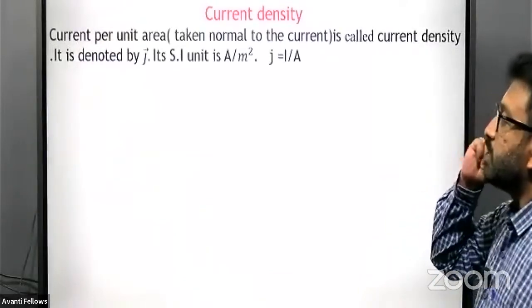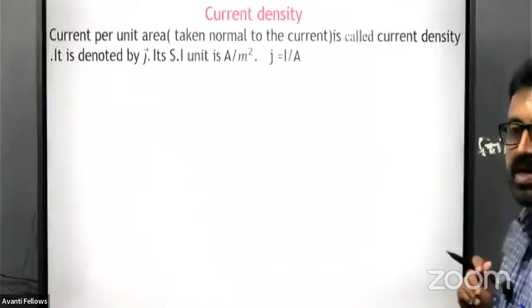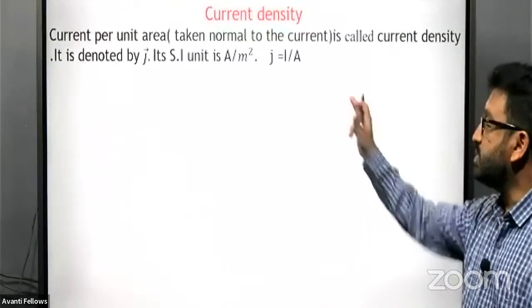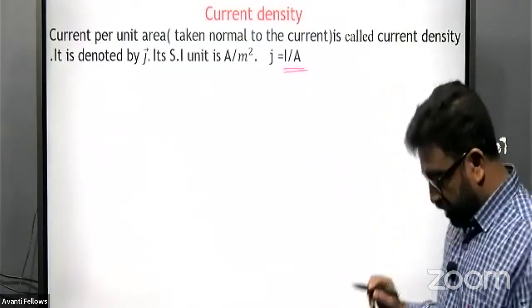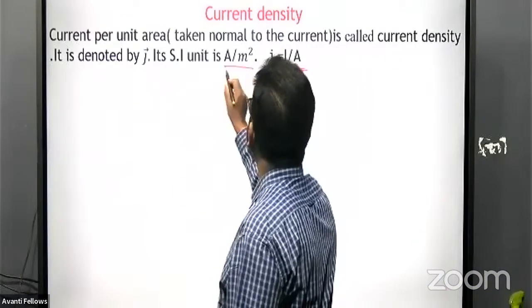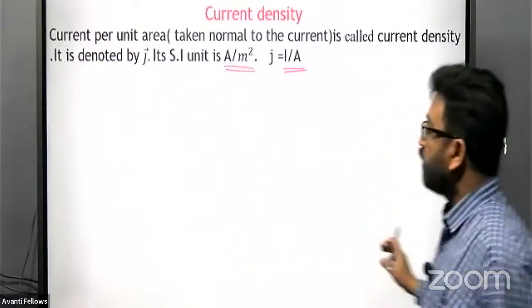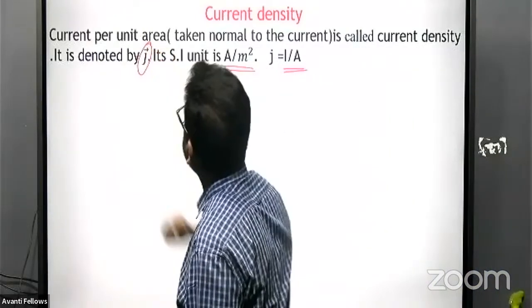Now the current density. Current per unit area is called current density, I upon A. The SI unit is, current is ampere and area is meter square, so it is ampere per meter square. Current density is denoted by the letter J.